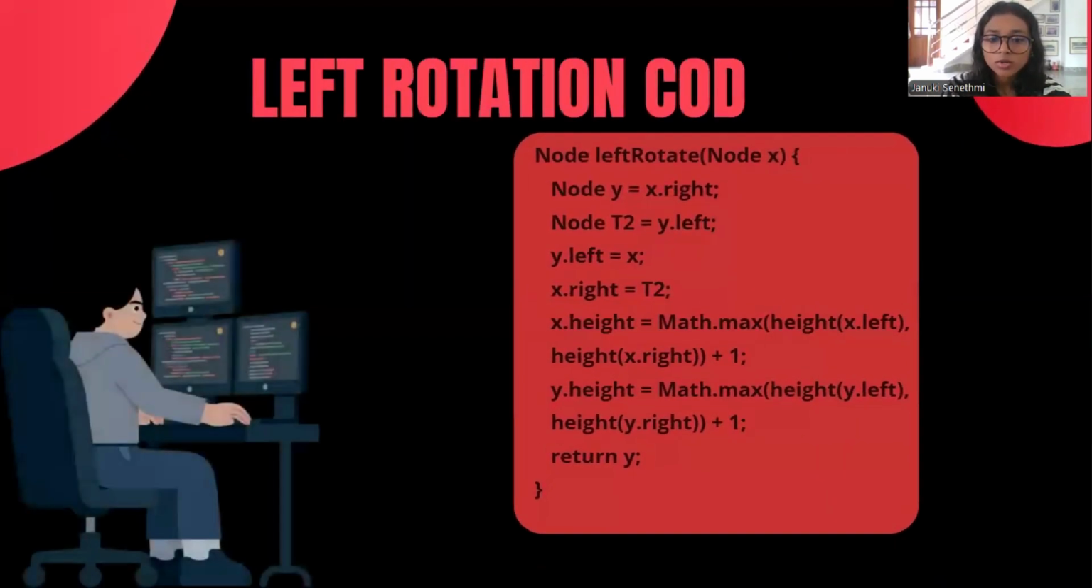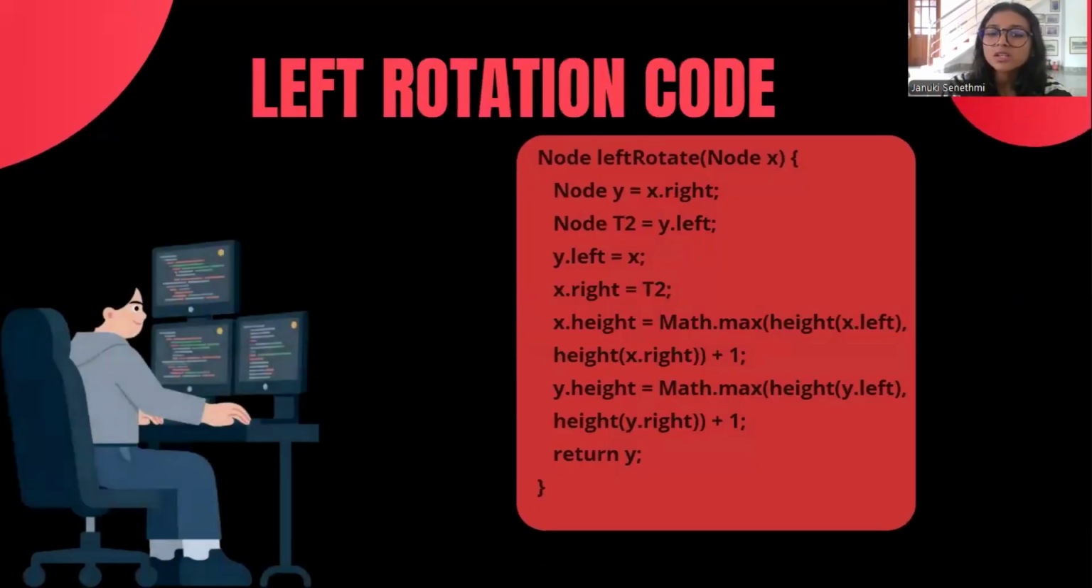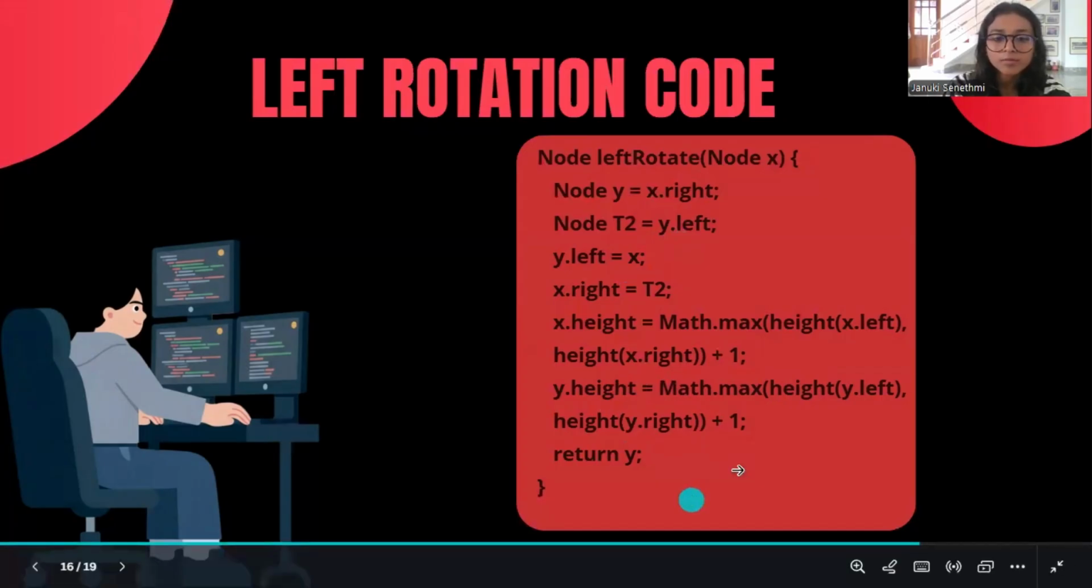This is the left rotation code. It works similarly to the right rotation. Here, X is the unbalanced node, Y is the right child, and T2 temporarily stores a subtree. The pointers are rearranged, heights are updated, and the new root is returned.